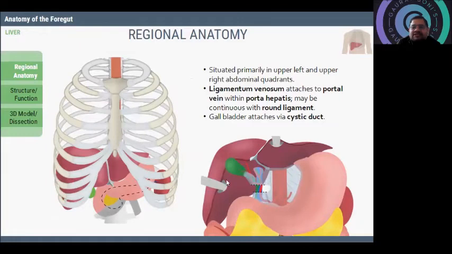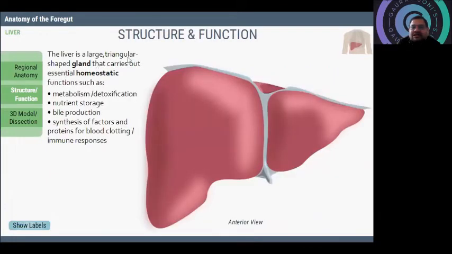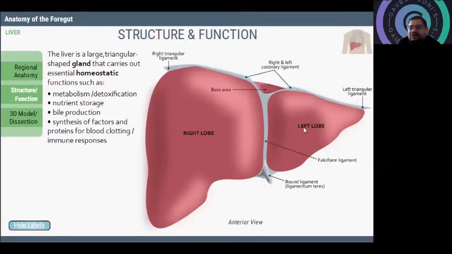Gallbladder you can see on the posterior surface of the liver. Structural basis: it is a large triangular-shaped gland that carries out essential homeostatic functions like metabolism, detoxification, nutrient storage, and bile production. Remember, bile is produced here and stored in the gallbladder. It also synthesizes factors and proteins for blood clotting. So these are certain parts: right lobe, left lobe. There is a bare area. Bare area means the area which is not covered by peritoneum.